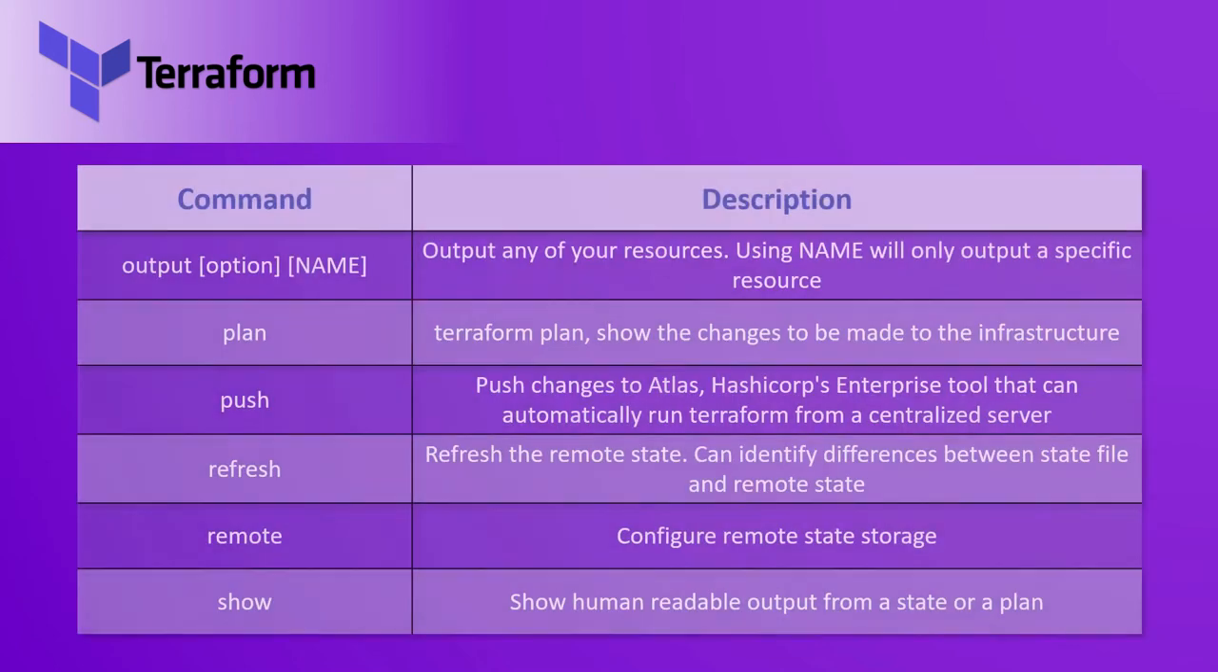Now, if you want to output any of your resources, you can use terraform output. Using a name will only output a specific resource. This is very useful if you want to output something. Terraform plan. I already used it as well. It shows the changes to be made to the infrastructure.